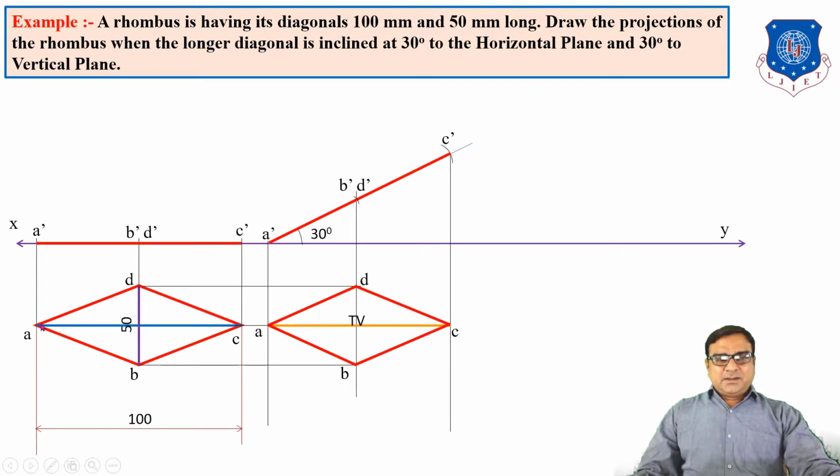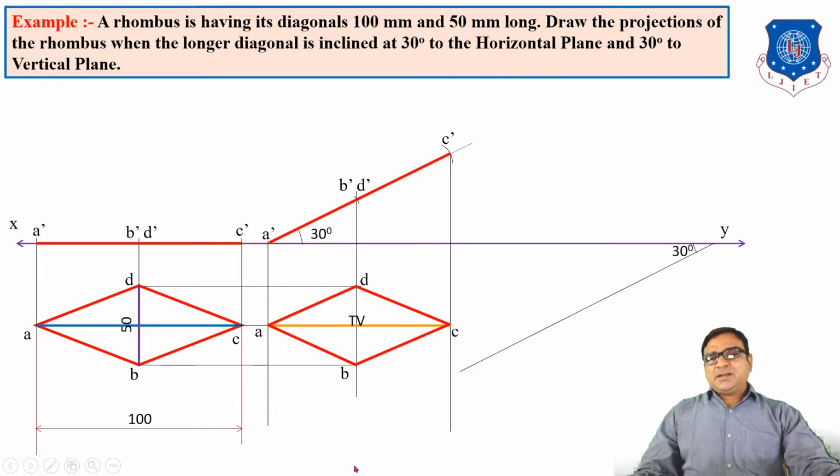But here, in step number 1, in this rhombus top view AC is 100 mm, but in this top view AC will be reduced, less than 100 mm, because the surface is inclined at 30 degrees, meaning the AC diagonal is inclined at 30 degrees. Now our next stage, when the longer diagonal is also inclined at 30 degrees to VP.